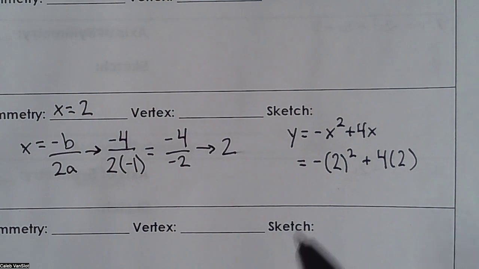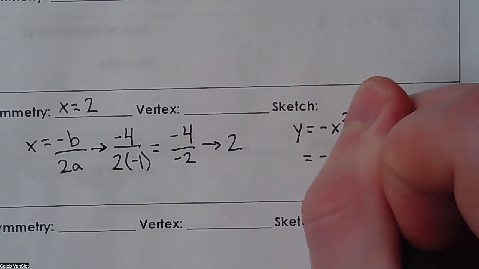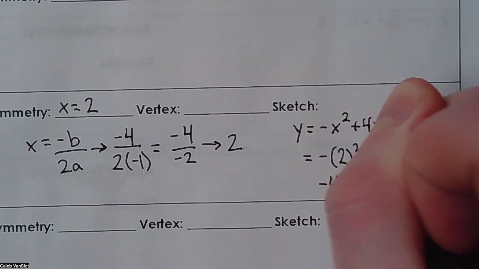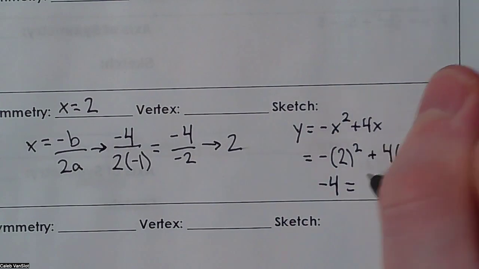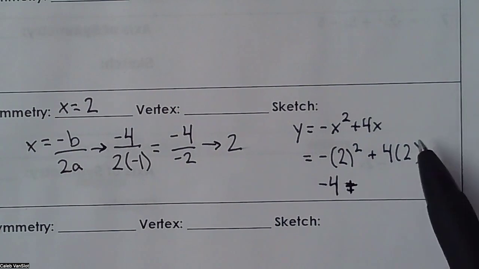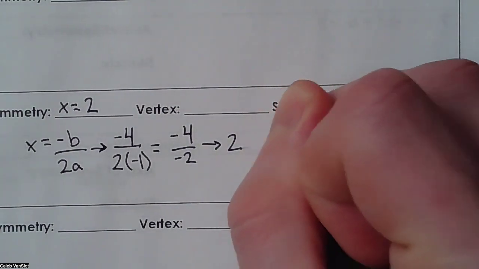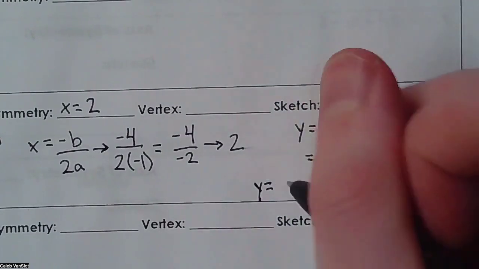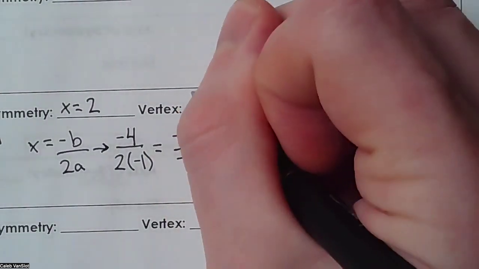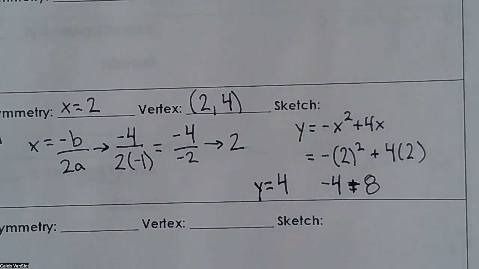Yeah. So you guys, 2 squared gives us 4, but you have to remember that there's a negative out front, so that negative stays there. And sorry, this is supposed to be a plus sign. 4 times 2 gives us 8. So -4 plus 8 gives us +4. So our vertex is going to be at 2, 4. Okay.